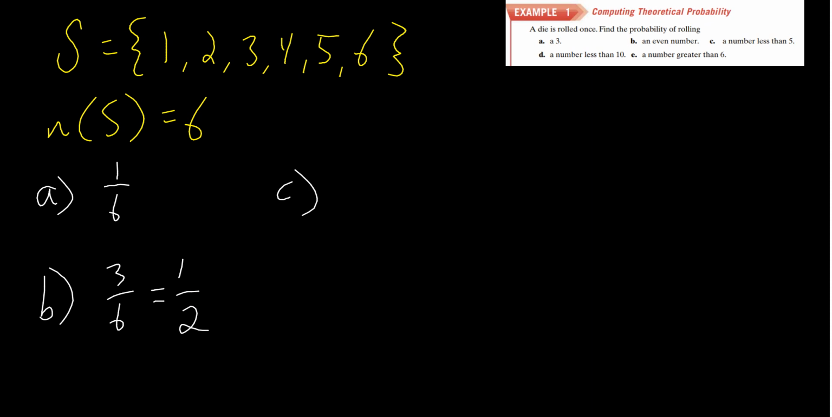All right, a number less than 5. The number is strictly less than 5. So if a number is strictly less than 5, how many of these are less than 5? Well, we have 1, 2, 3, 4. There are 4 numbers that are less than 5. So you would simply do 4 divided by the sample space, 4/6, or 2/3.